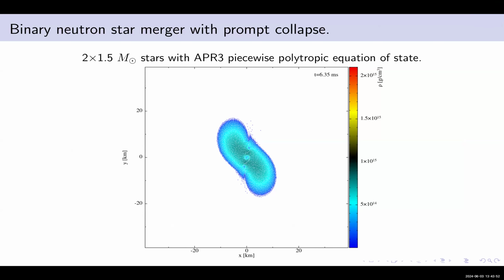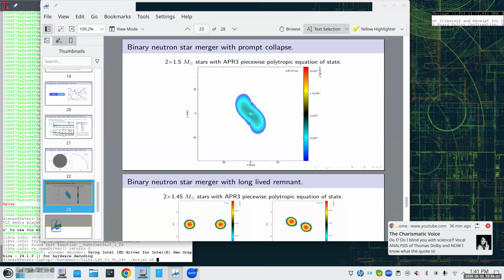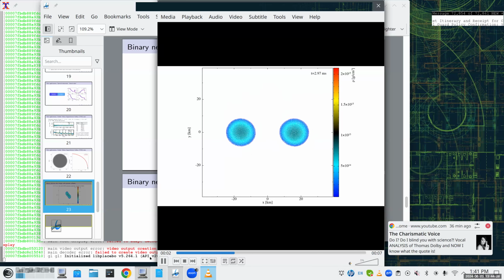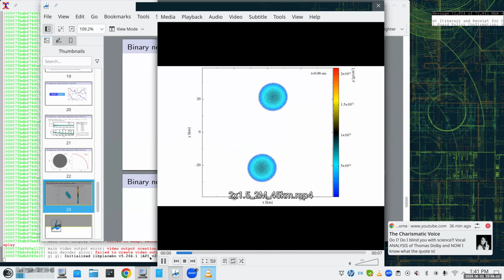I should then go here and just give you a flavor of what the code can do by showing this movie here. So this is going to be a binary neutron star with two 1.5 solar mass stars with the APR3 piecewise polytropic equation of state. And you see, we just move around, and everything merges, and the black hole forms, collapses, we start removing particles, and at the end, maybe a few thousand particles left, starting from like 2 million particles. And some of them actually get ejected, a very small amount of matter here, but the code can handle it. But of course, in order to really get that accurately, we probably need to do simulations with more particles.